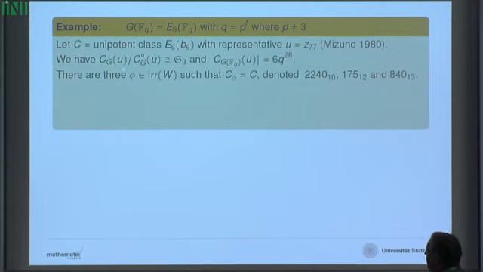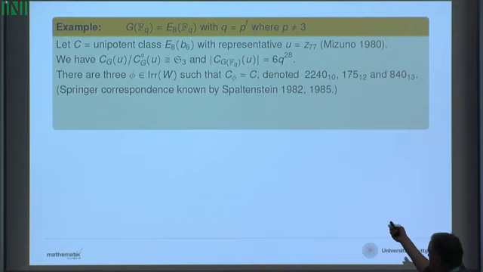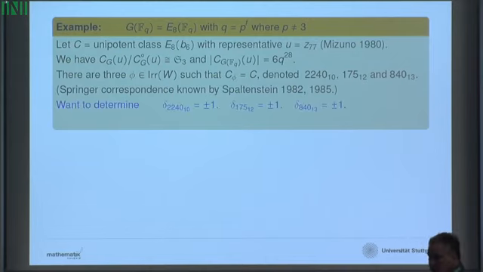Now, there are three phi which map to this class, and they are, depending on how you label irreducible characters of Weyl groups, in Spaltenstein's notation, a character of degree 2240 with some index to identify it, and characters of degree 175 and 840. And we want to determine the three signs. The Springer correspondence was known by Spaltenstein before. So we know that these are these three characters, and we want to determine these three signs.